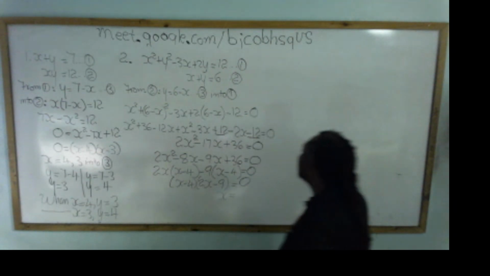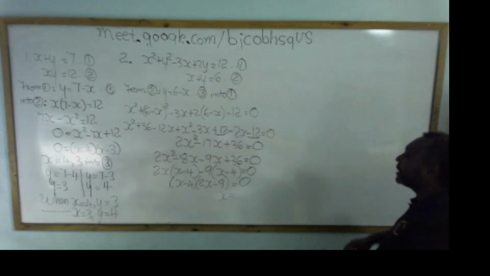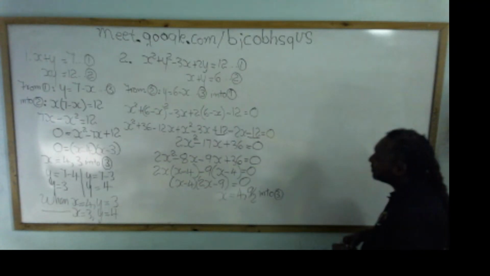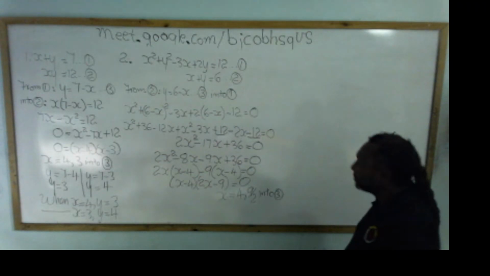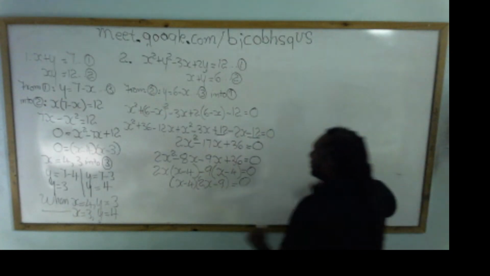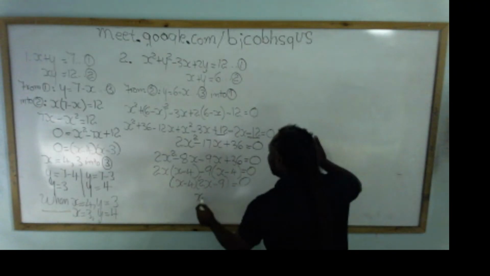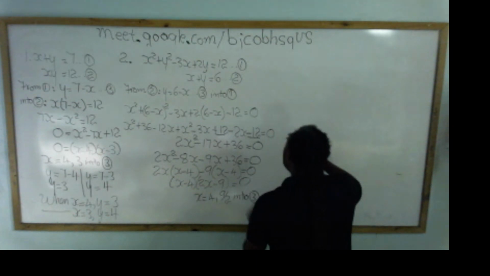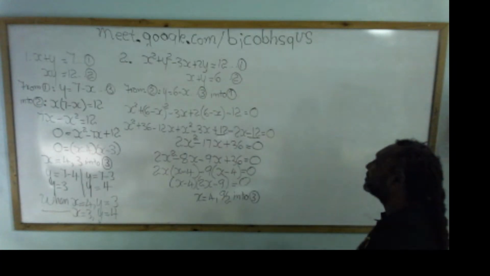Let's go. So x is equal to what on this occasion? 4 or 9 over 2. And we're going to put that into equation 3. So x is equal to 4 and 9 over 2 into equation 3. So let's go. Put that into equation 3.